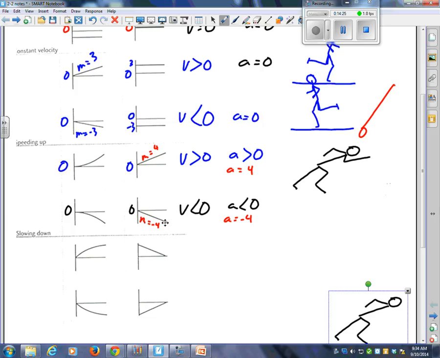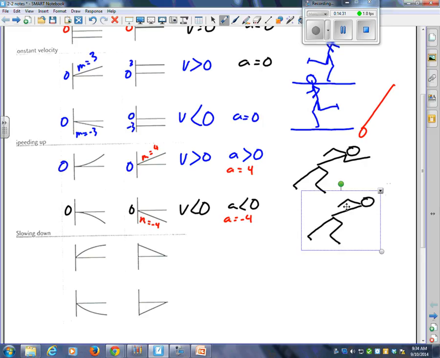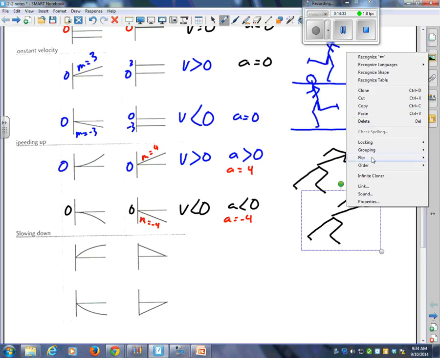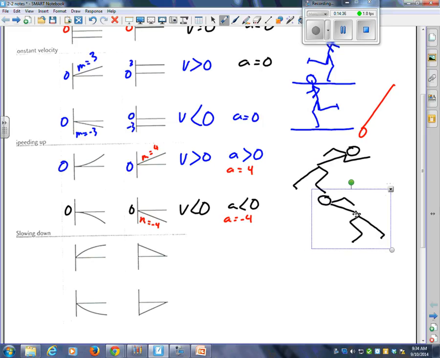Am I good? Yeah? Okay, so let's see if I can flip this guy around. Draw in the missing arm. It's not the Paralympics. There we go. I guess it could be. There's nothing wrong with that.